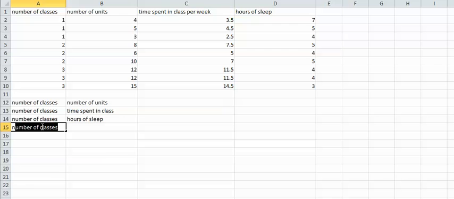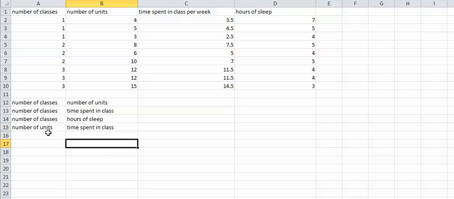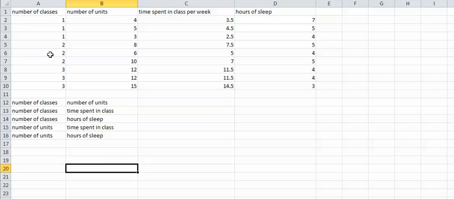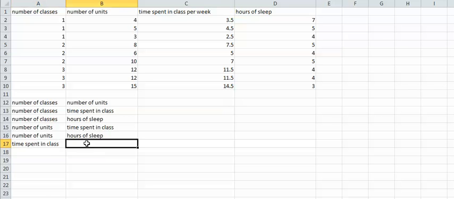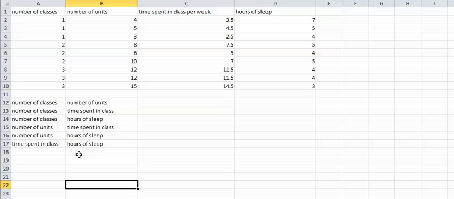We can look at the correlation between number of units and time spent in class, and number of units and hours of sleep. We're not including number of units and number of classes because that was already included up here. We can also do time spent in class and hours of sleep. So that should be all possible pairs of variables.